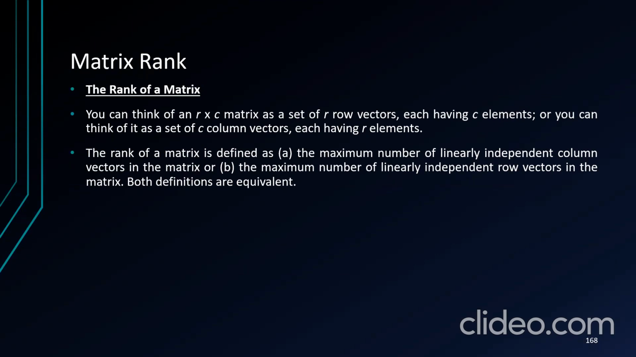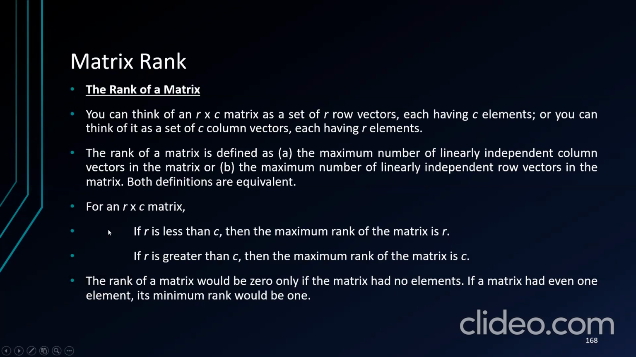Maximum number of linearly independent. So walang multiple. Yung multiple niya is isa lang yan. Isa lang ang bilang nun. May example naman tayo. For an R by C column, if R is less than C, then the maximum rank of the matrix is R. If R is greater than C, then the maximum rank of the matrix is C. This is the maximum, not the actual rank of the matrix. The rank of a matrix would be 0 only if the matrix had no element. If a matrix had even one element, its minimum rank would be 1.